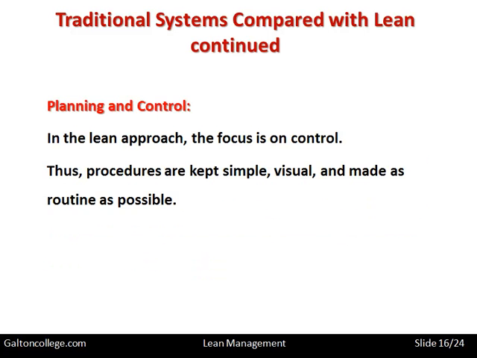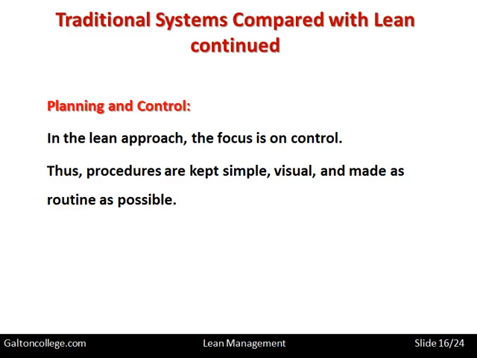Now, planning and control. In the lean approach, the focus is on control. The procedures are kept simple. They're visual. They can be seen. The management can see what the procedures are, and they're also quite routine. They're repeated. So there's a sort of learning by doing on the part of the operators and the workers, and they build up a skill in processing these goods.